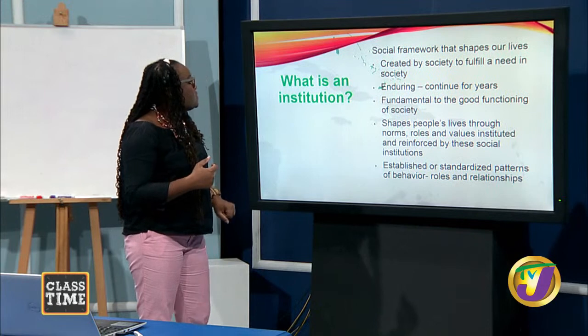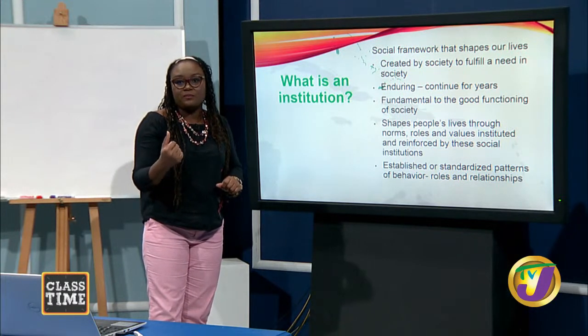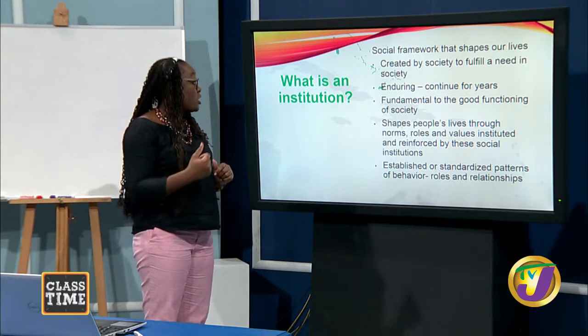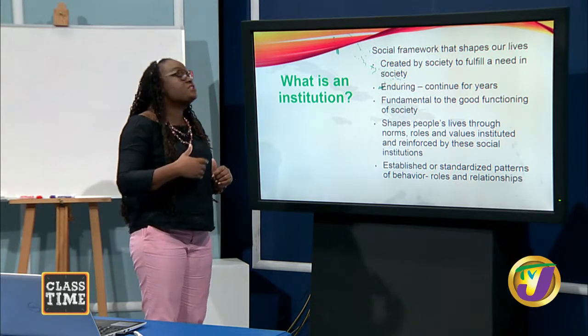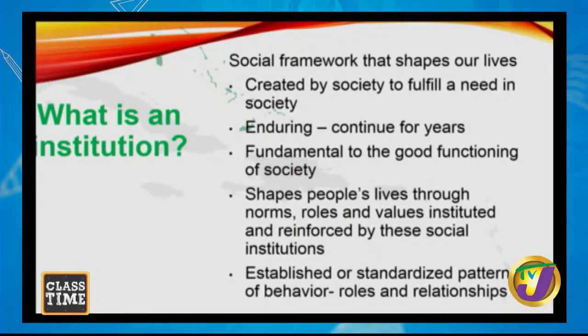All right, so what is an institution, first of all? It is a social framework that shapes our lives. It is created by the society that we live in. It is enduring. It continues over time. It shapes people's lives and it determines norms and values and attitudes. And it establishes standard patterns of behavior in terms of the roles of every individual in the society. All right? So in short, institutions help to regulate the society.